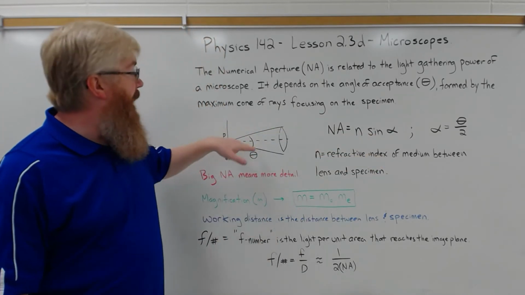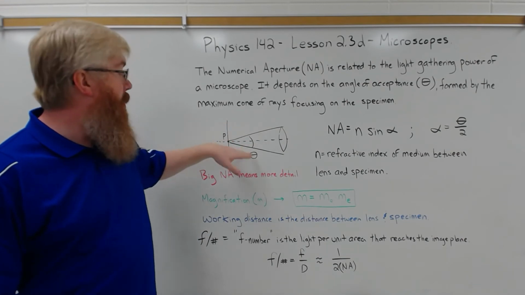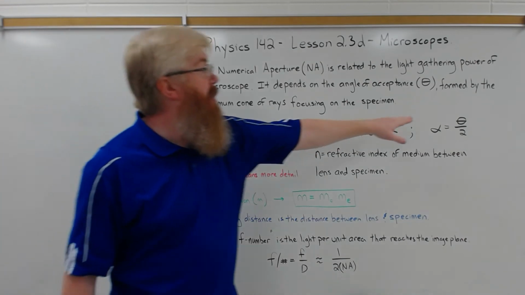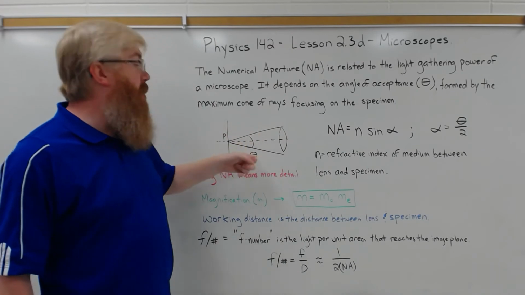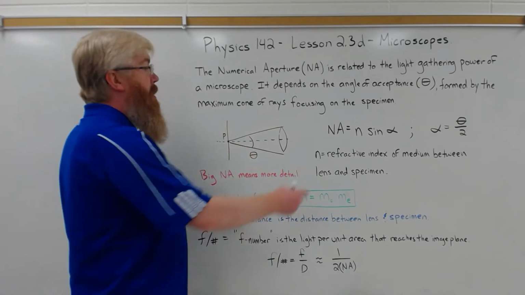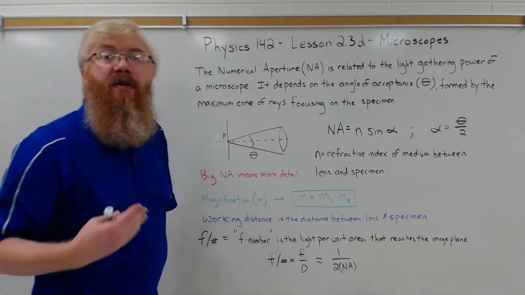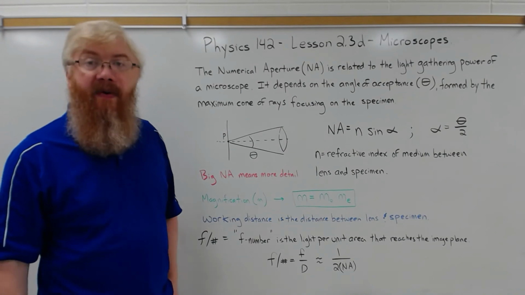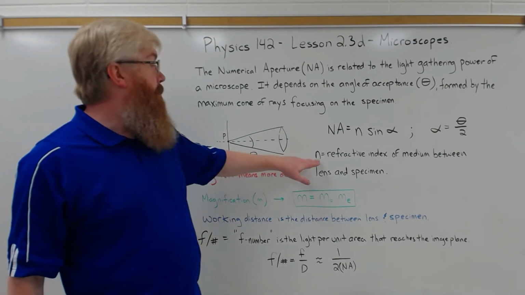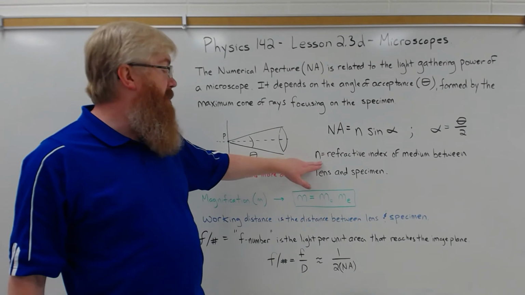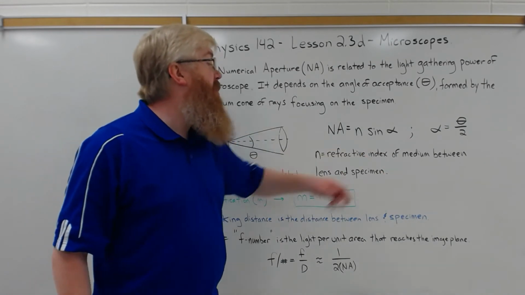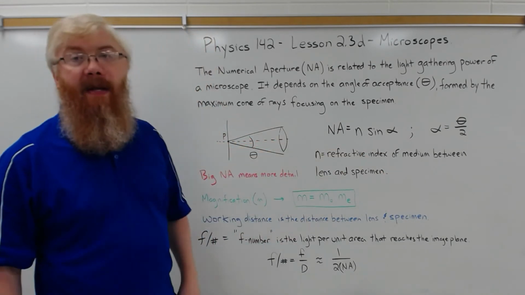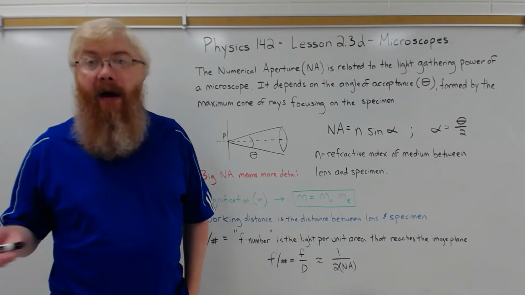Now alpha is the half angle here. So if you know what theta is, just divide that by 2 to get alpha. N is the refractive index. We talked about N when we talked about the refractive index of lenses, the materials you can make lenses out of. Now, the refractive index of the medium between the lens and the specimen. For most of this stuff, it's going to be air.